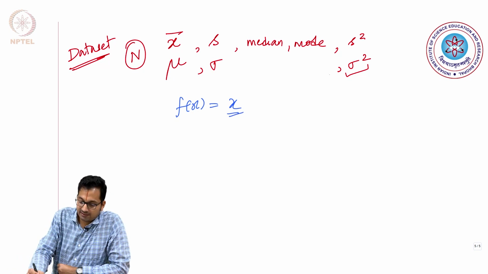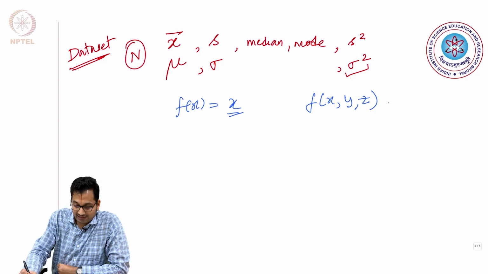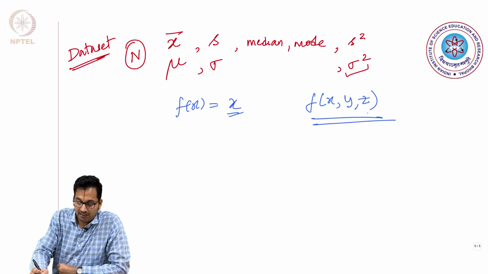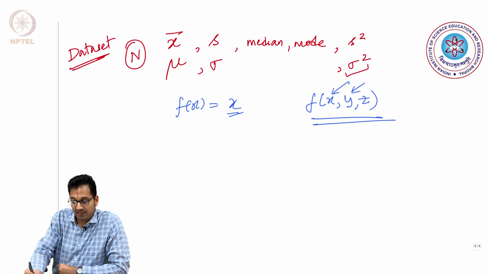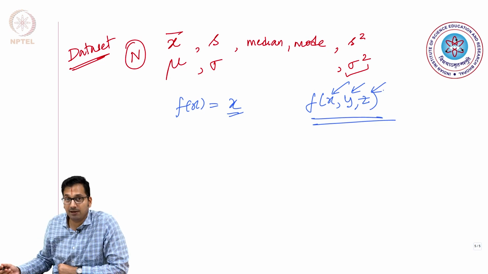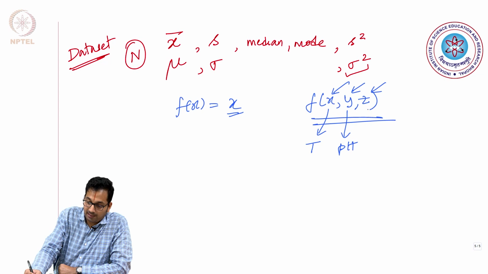You end up having something like a given parameter is dependent on multiple variables, such as f of x comma y comma z. So, when this happens, you have a variation that comes in the measurement that you are trying to do, and that depends on the variation that comes from each of these independent parameters x, y and z. So, let us say this could be temperature, this could be pH, and this could be, let us say, ionic strength.